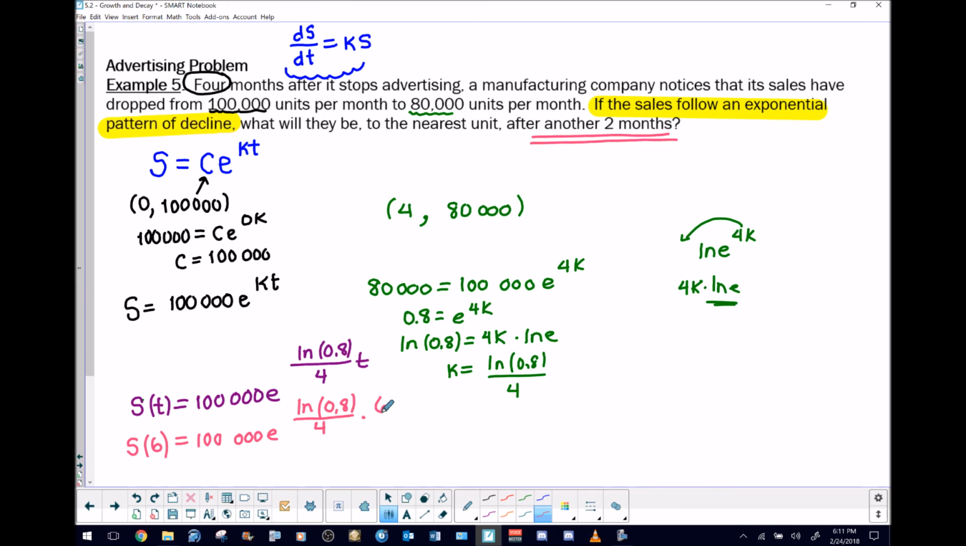Now I'm going to pause the video while we open up the graphing calculator and we can type this in and see what our final answer is.